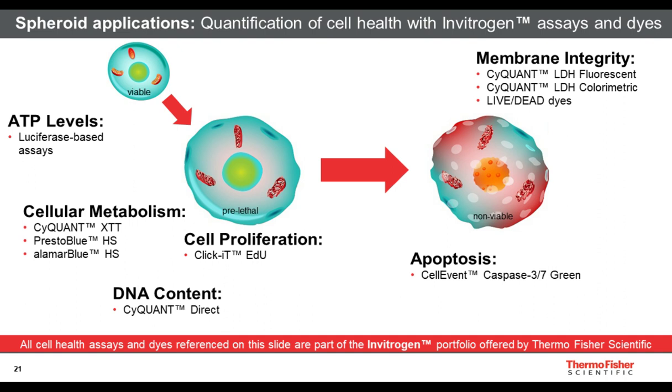You can see here that we are going to be talking about CyQUANT XTT and PrestoBlue HS, which are both cellular redox dyes. And then we are going to be talking about the very specific dye that is used for quantification of DNA content, CyQUANT Direct.